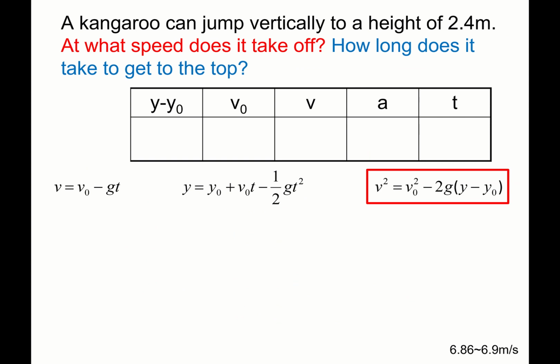All right, let's move on to the next problem. So again, remember we had a kangaroo jumping vertically, so let me populate what we had. It went to a height of 2.4 meters when it's at the top. V is 0 and the acceleration is always minus g. And I'm trying to find the initial velocity and the time. Okay, so we had figured out on the previous video that we're going to use this equation, v squared equals v0 squared minus 2g times y minus y0. And this time we're trying to rearrange this equation to solve for the v0. All right, so let me write it out and we'll do the algebra.